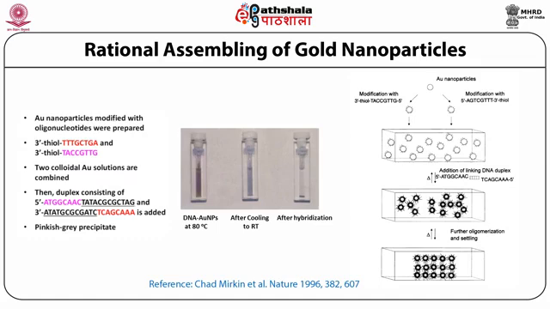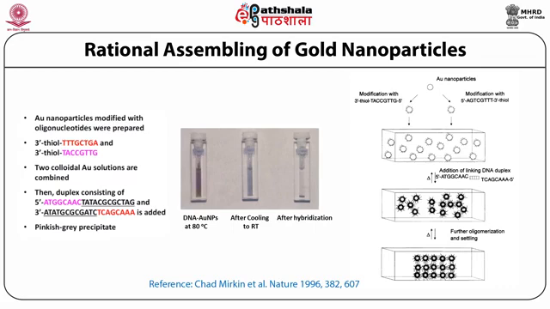So in this example, gold nanoparticles of 30 nanometer size were taken and modified with a specific ligand, which is an oligonucleotide. Two different oligonucleotides were taken and modified onto the particles, which are non-complementary to each other. Then these two different nanoparticles were combined. Now they show a very nice surface plasmon resonance.